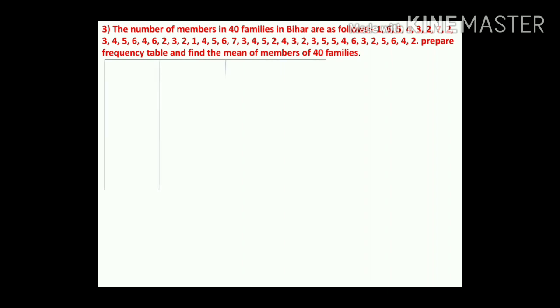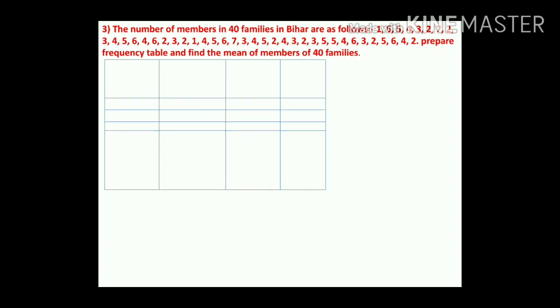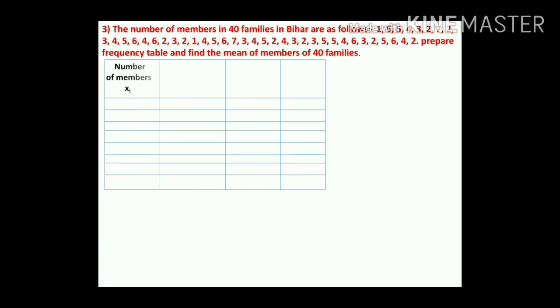We make 4 columns. First column is of number of members xi, then tally marks. Third column is number of families fi, and the fourth column is fi into xi.